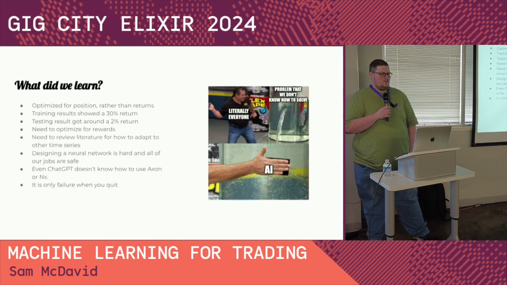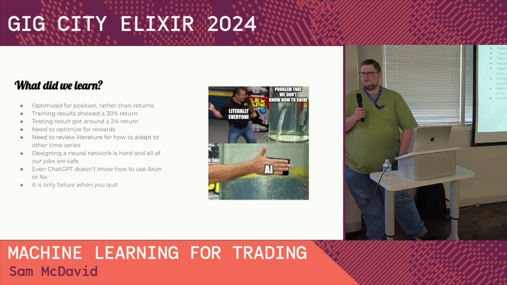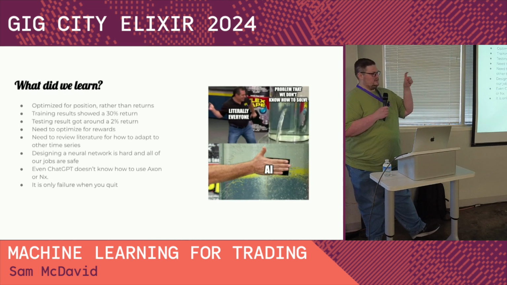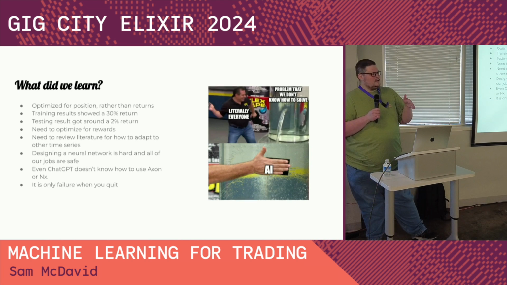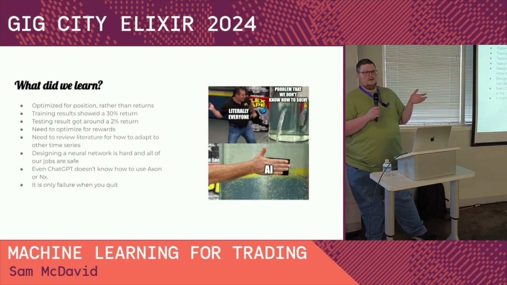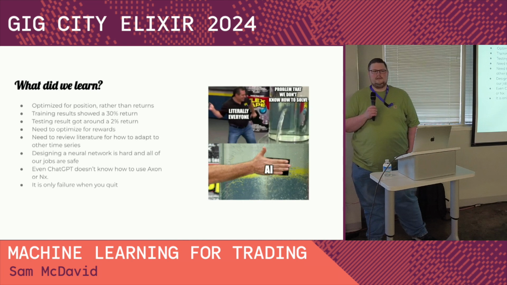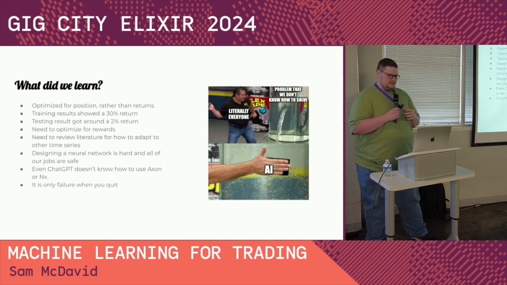But what we did was we optimized for a position in our training data rather than optimizing for returns. Returns were not taken into account because you're looking at the sequence of vectors and saying, I want to go long or short. So in training, the model had a 30% return, but evaluating on the test set, there was only 2%. You can get better in a savings account right now. So no point in doing that.